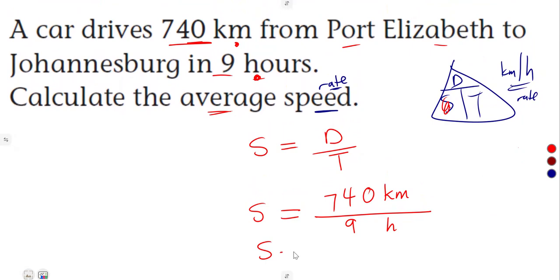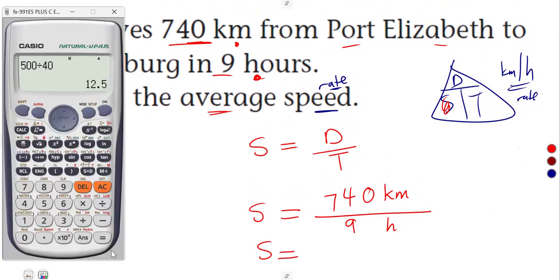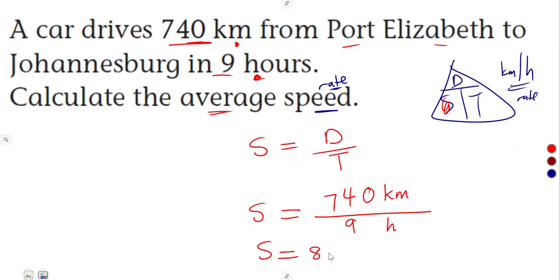So that is going to give us 740 divided by 9. That is going to be 82.22 and so on. So to 2 decimal places, that is going to be 82.22 kilometers per hour. So this is what you have as the average speed. It represents a rate. So now you know the difference, guys.